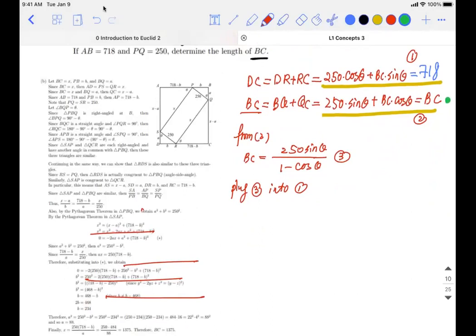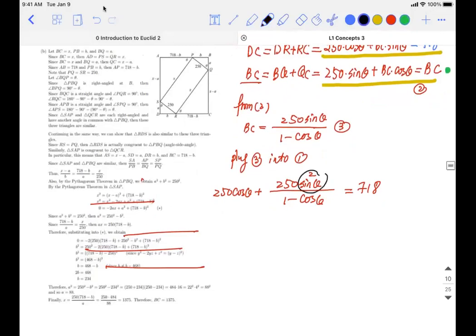If I plug number 3 into number 1, you're going to have 250 cosine theta plus 250 sine theta over 1 minus cosine theta, then times sine theta, sine square theta, equals 780. Sine square theta equals 1 minus cosine square theta, and that 1 minus cosine square theta will be cancelled with the 1 minus cosine theta in the denominator. So we get 250 cosine theta plus 250 times 1 plus cosine theta.